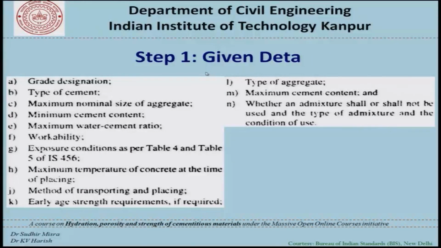Now, step 1: data such as grade designation, type of cement, maximum nominal size of aggregate, minimum cement content, maximum water to cement ratio, workability for that application, exposure conditions as we saw in the previous tables, maximum temperature of concrete at the time of placement, method of transporting and placing, early age strength requirements, type of aggregate, maximum cement content, and whether an admixture shall or shall not be used, and also the type of admixture and condition of use. All these things have to be known even before doing concrete mixture proportioning.